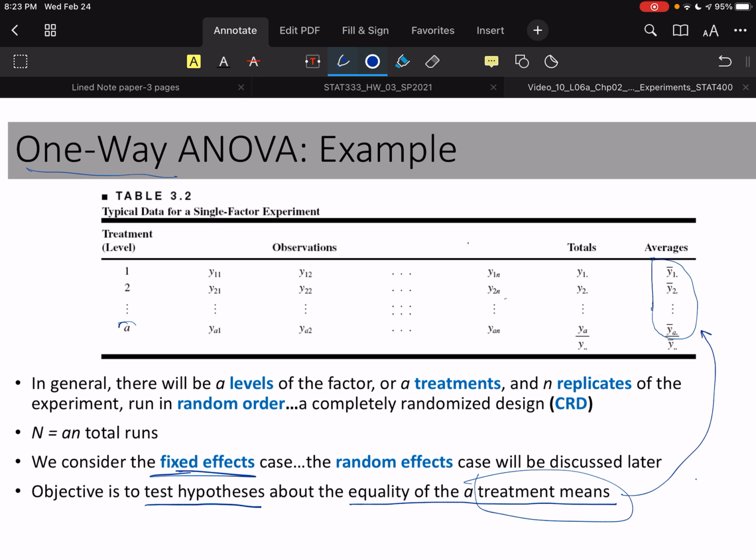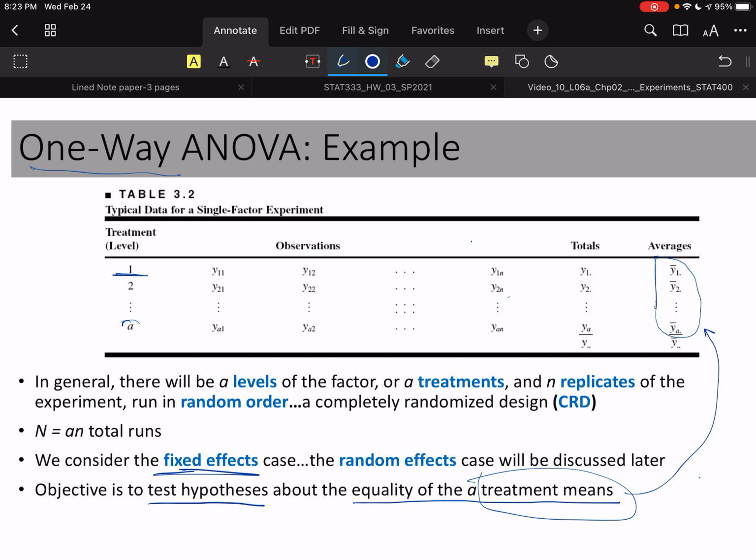Okay? So we want to test whether they're all the same, and that makes sense. Is there a different mean response, or in this case, mean etch rate? Is there a different average or mean etch rate for the first level of power versus the second level of power versus the third or the fourth? And these are the averages that we want to compare.